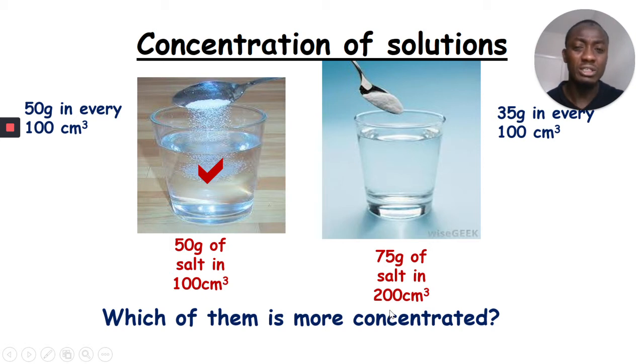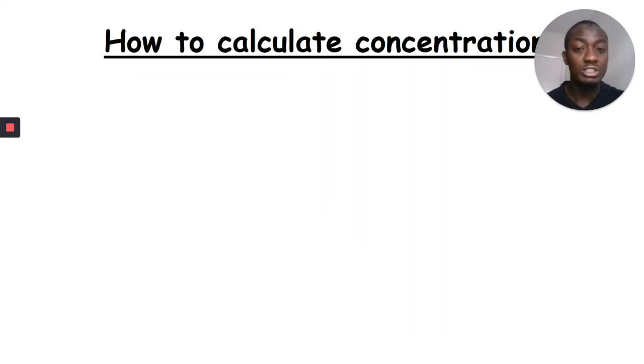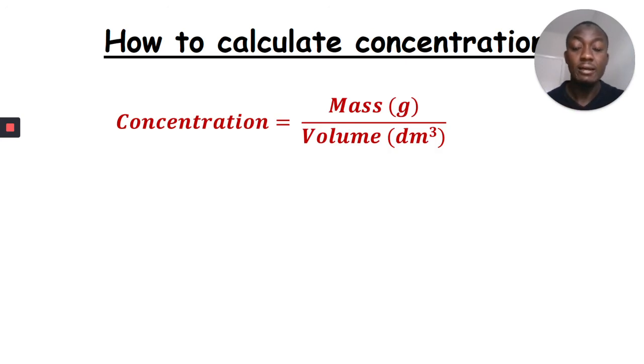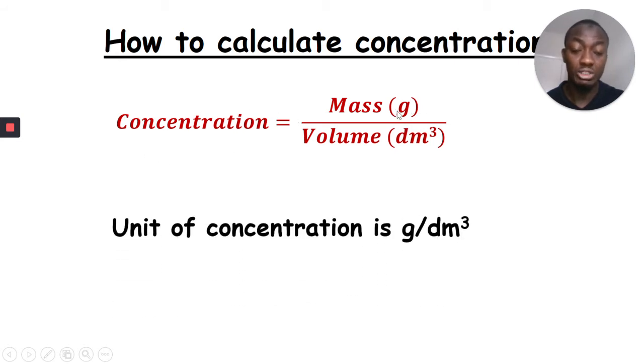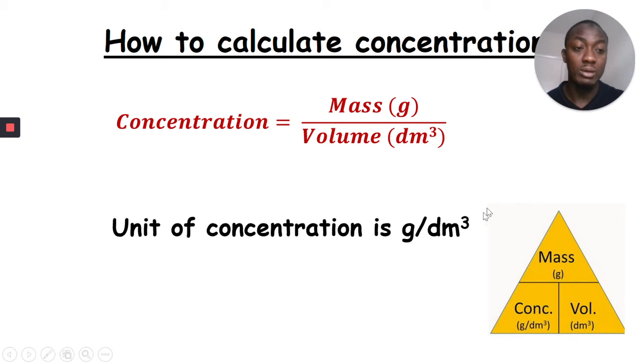So how do you calculate concentration? As you see here, there are two things at play: we have volume and we have mass. Concentration is simply the mass in grams divided by the volume in dm cube. What's dm cube? You'll see that in a minute. The unit of concentration, which you should know, is grams, which is the mass, per dm cube, which is the volume. If you are the type who likes the triangle, here it is. You can pause the video and copy this now.